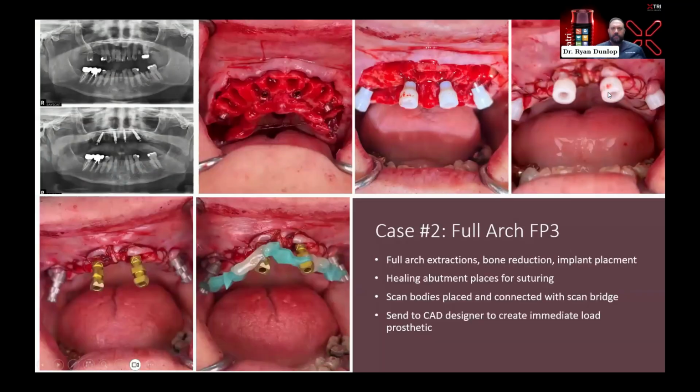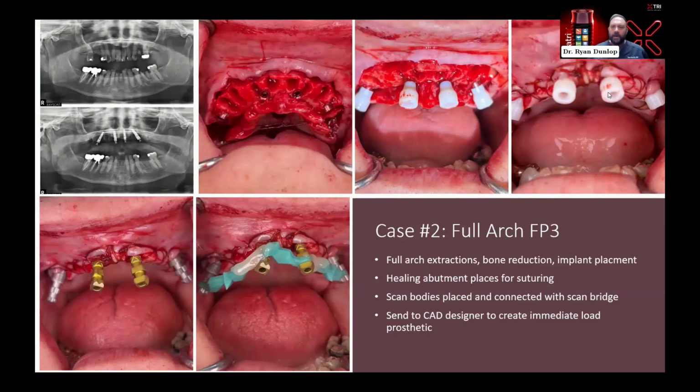Let's expand this a little bit and talk about a bigger case. This is a standard all-on-4 tilted implant case, like an FP3 gingiva and tooth case. She had some failing teeth. I removed those. You can see on the top left, her pre-op x-ray has a bunch of decay. The teeth needed to go. So the teeth were removed, the ridge was reduced, and then I placed 4 TRI dental implants in the kind of standard positions, the second bicuspids and the lateral incisors. Those are my favorite sites.